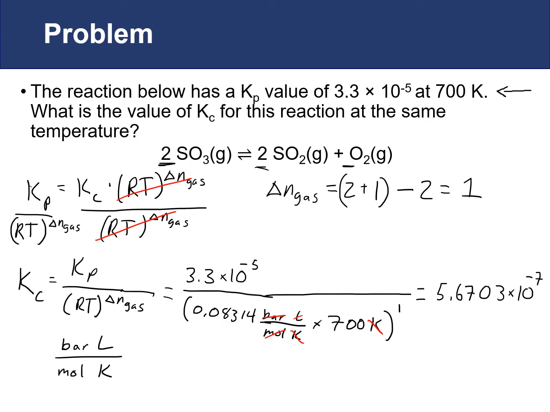There are no units. In terms of significant figures, this value here, our Kp, has 3, assuming that our temperature actually has 3 significant figures to it. Our end answer would have 2 significant figures. So our answer would be 5.7 times 10 to the minus 7. That would be our answer. Note that it has no units, right? Because this is an equilibrium constant. This is Kc being equal to that value.